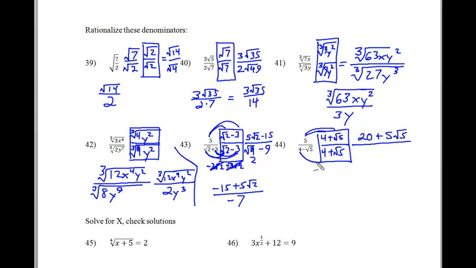Now my denominator will FOIL. 4 times 4 is 16. 4 times square root of 5 is 4 square root of 5. Negative square root of 5 times 4 is negative 4 square root of 5, and again those simplify. And then when negative square root of 5 gets multiplied by positive square root of 5, we get negative square root of 25. Our numerator stays the same because there's nothing to do with it, just bringing it down. And this becomes 16 minus 5, which is 11. And that is the answer to that problem.